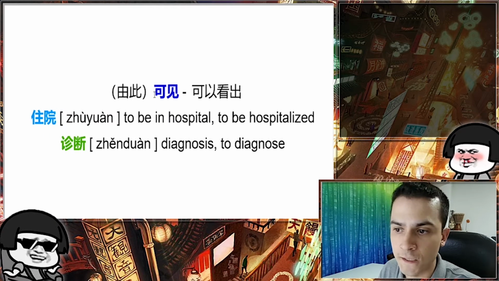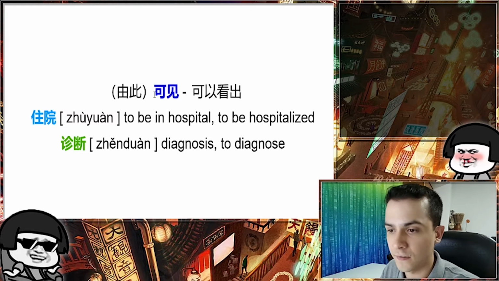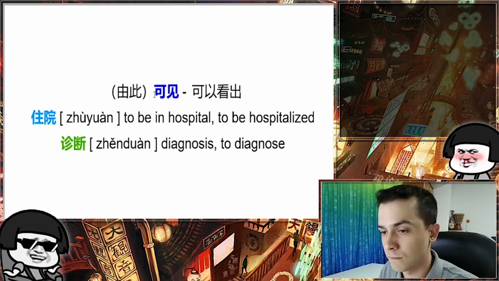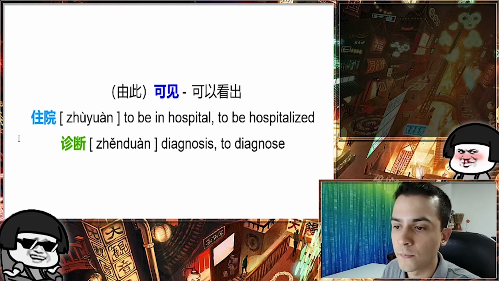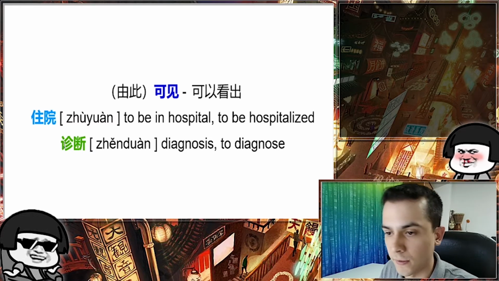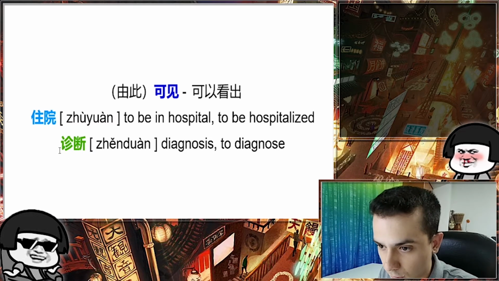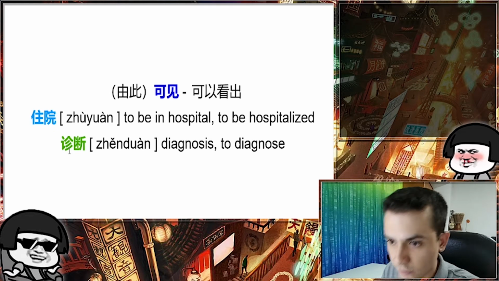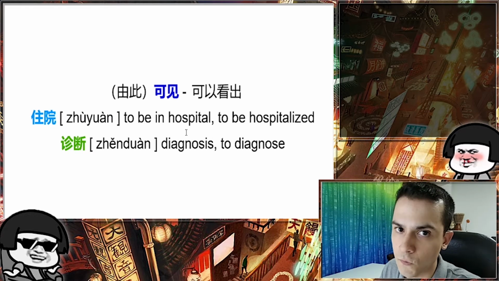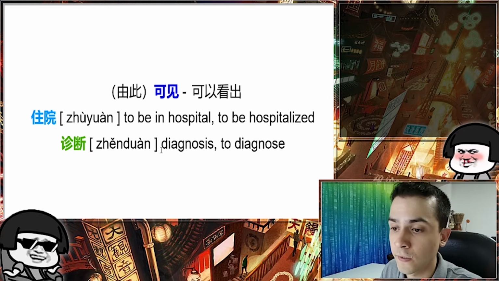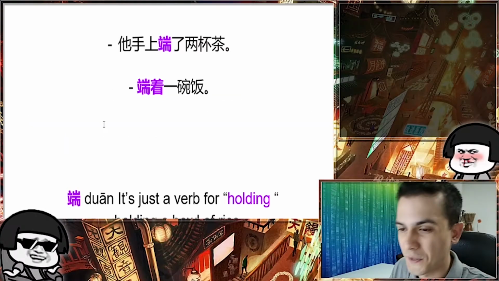We have 可见, 可以看出, which means it is obvious that, etc., or you can tell that, yada yada. Next one, 住院, to be hospitalized, to be in a hospital. And the final word, the last word is 诊断, which means to diagnose, or it can be the noun as well, diagnosis.